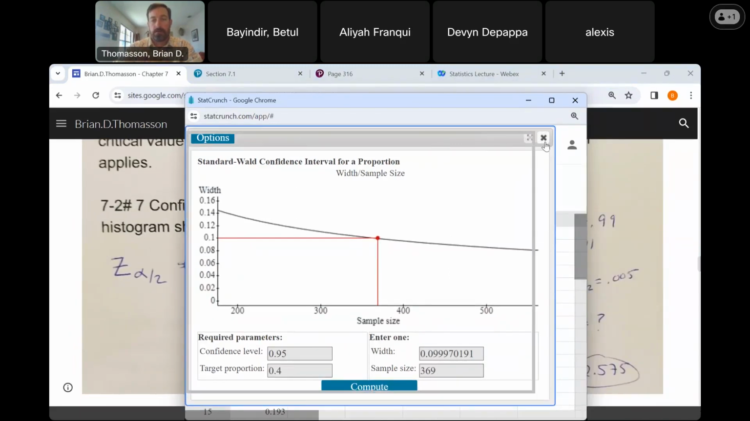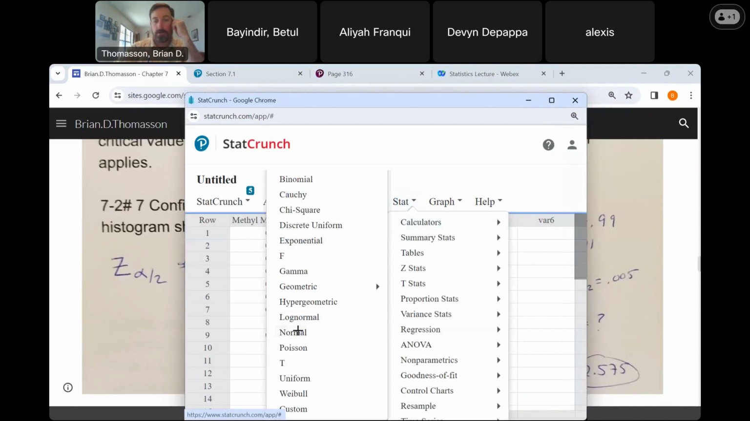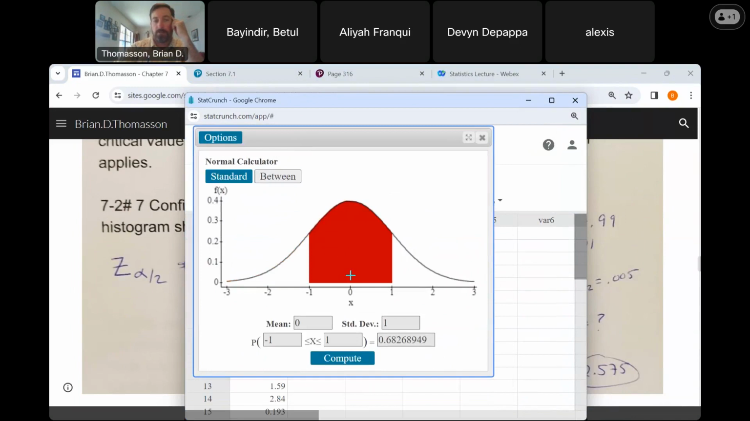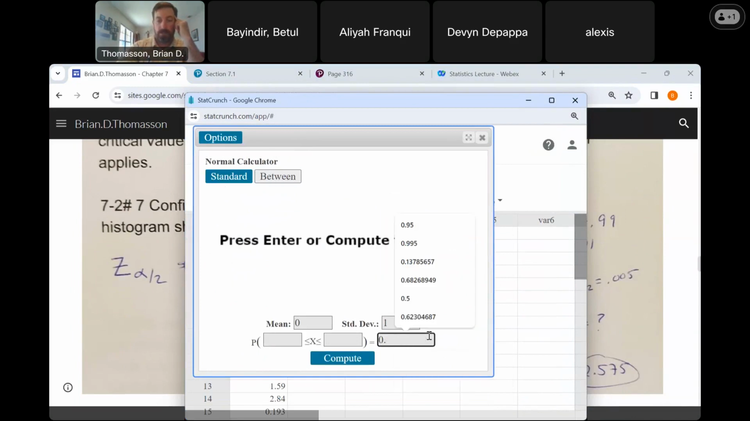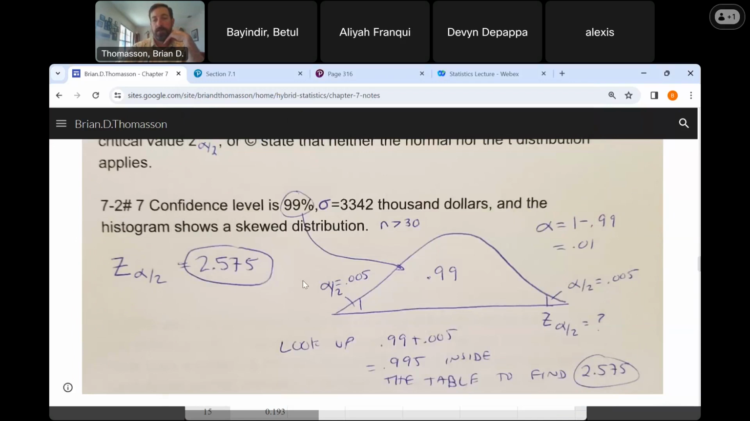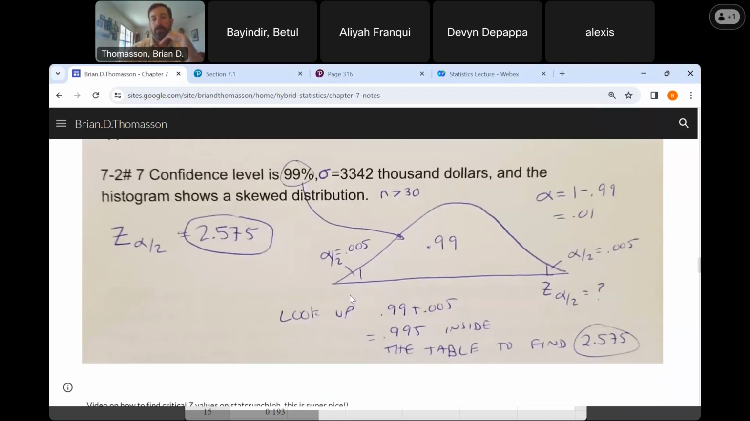Okay. So that's where we went under stat, calculator to normal. We went between, and between that red area in between, we wanted to be 99% confident. So we get to 2.575 or 2.576. All right, so that's where that comes from. So that's nothing new from what we did in the last section.